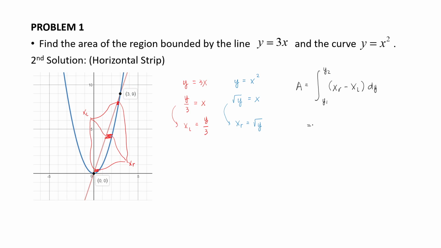Okay, so y1 to y2 is now 0 to 9. So from 0 to 9. And then starting off with x right, that would be square root of y minus x left, that would be y over 3. And then dy. And then you now solve the area using your calculator. So I hope that it's still 4.5 square units.